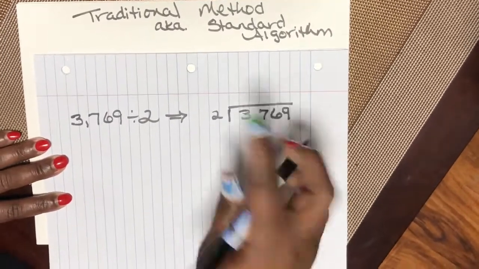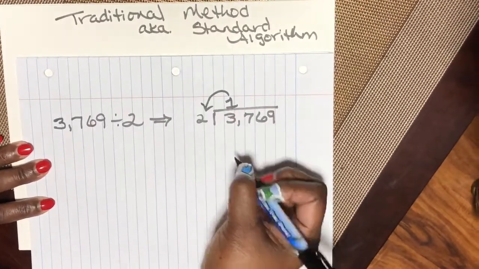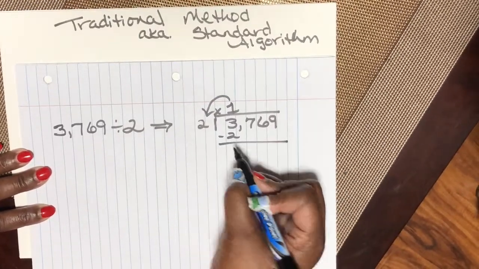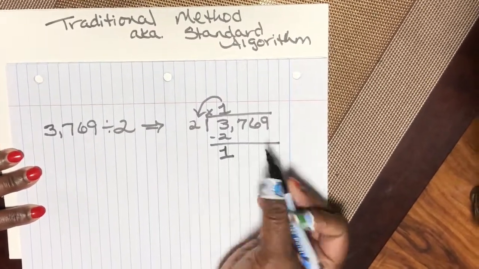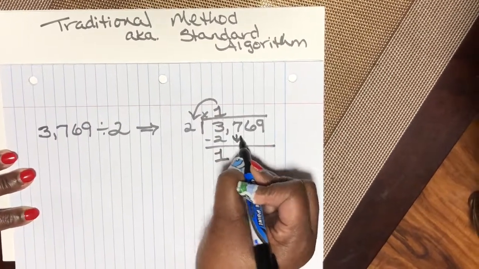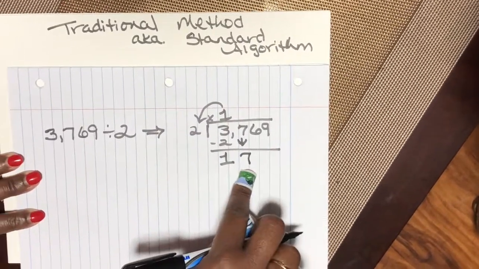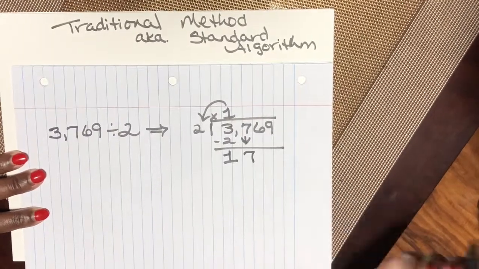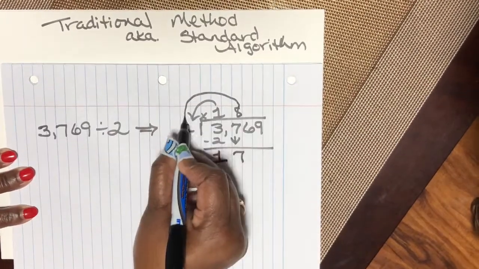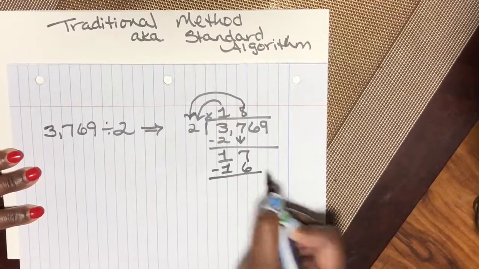2 will go into 3. 2 divided into 3 will go 1 time. 1 times 2 is 2. 3 minus 2 is 1. Now we can't go any higher because we would have been too big. So then we bring down the 7. That gives us 17. So 2 divided into 17 will go 8 times. 8 times 2, we write that 16 here, and then we subtract.